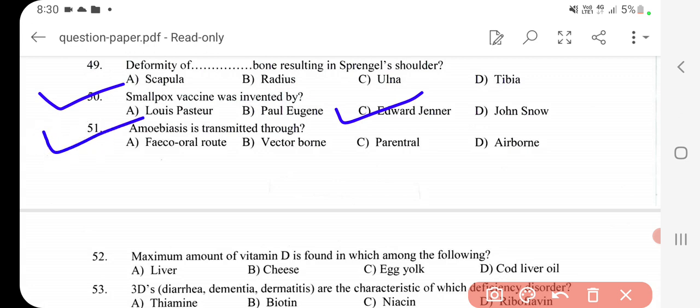Next, 51. Amoebiasis is transmitted through fecal-oral route, vector-borne, parenteral, airborne. So right answer is fecal-oral route, option A. Next, maximum amount of vitamin D is found in which of the following? Liver, cheese, egg yolk, cod liver oil. So right answer is option D, cod liver oil.